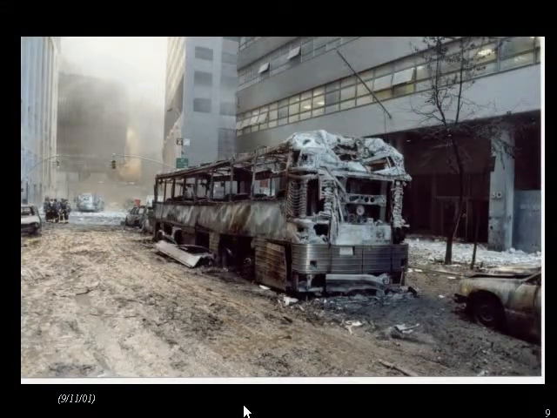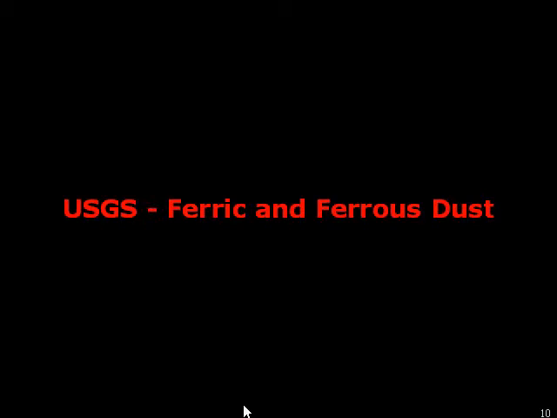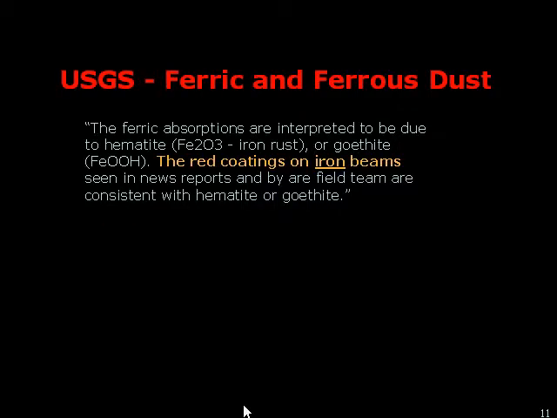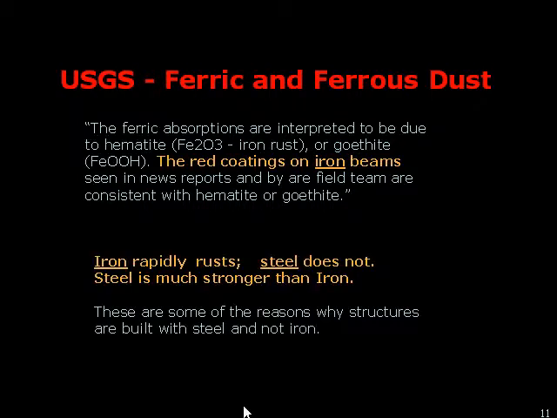From the USGS study, they were going to show us the content of ferric and ferrous dust. One thing I picked out of their text, notice they accidentally called it iron, the iron beams. And I've seen other people in the 9/11 movement call steel beams iron. But iron rapidly rusts. Steel does not. Steel is also much stronger than iron. That's why they use structural steel to build buildings and don't use iron.